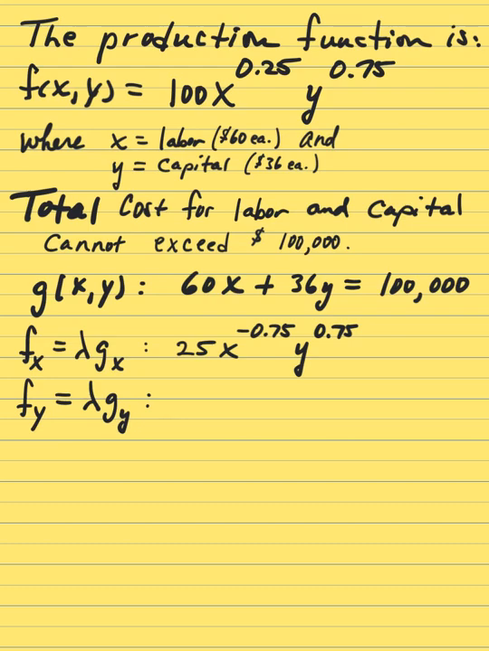Now this is equal to lambda times, now the constraint, its derivative with respect to x is just going to be 60, just 60. The middle term and the constant, they have no x, so their derivatives default to 0, but we do have a 60 that's going to go into parentheses.